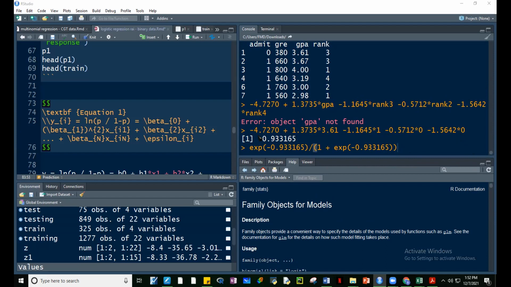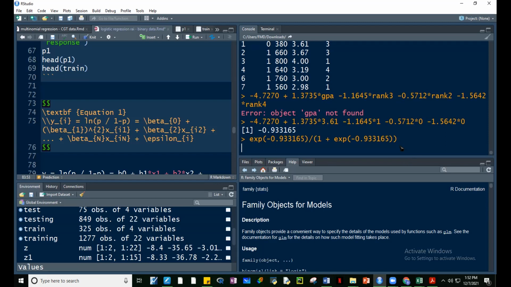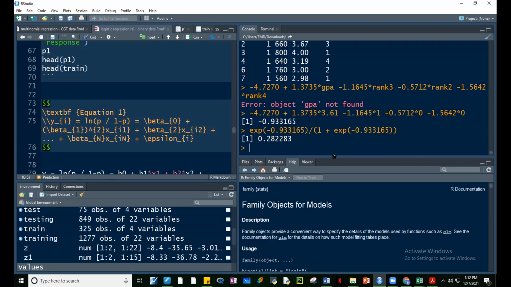0.282283. 0.65, Masahiko? Mukhang mali itong 0.65. It should be around 0.2822, no? Mga ganun. Kindly check, Masahiko, your work and then paki-chat ulit. Be careful of the sign, no? Okay, so you should be getting, control enter natin. Okay, I'm getting 0.282283.